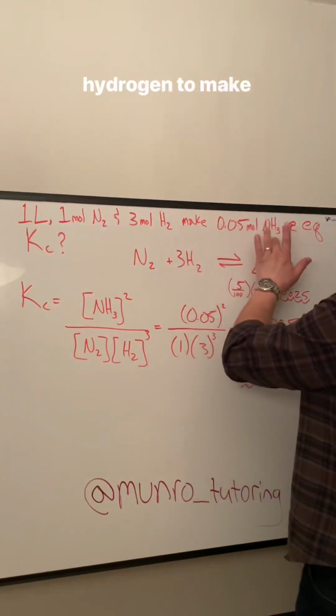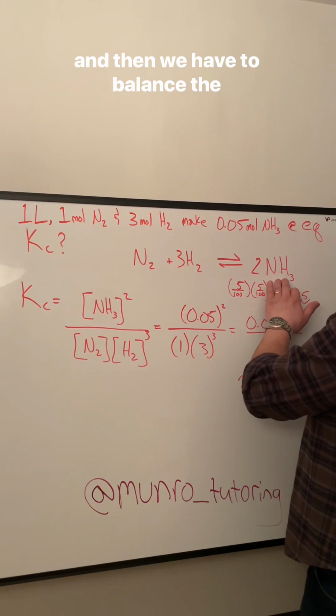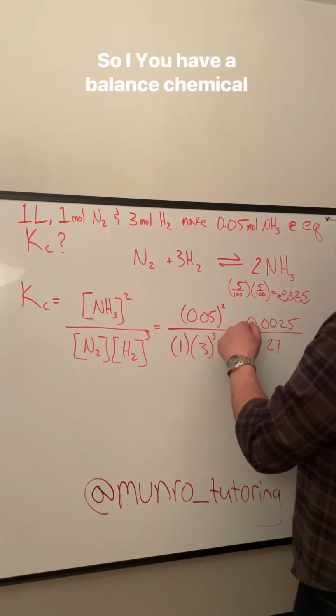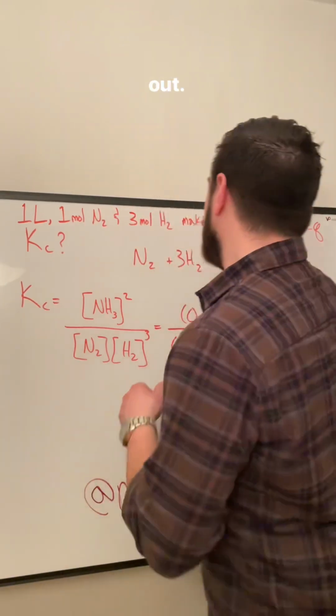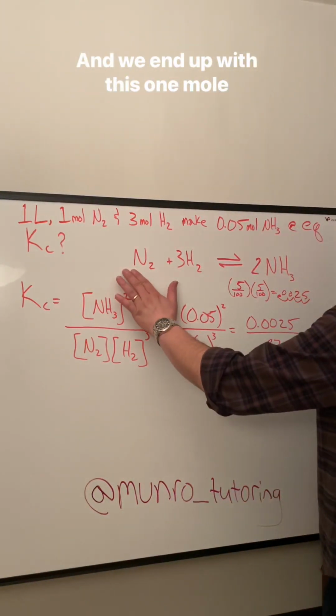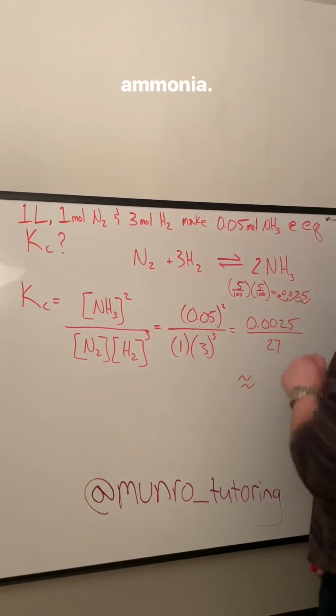nitrogen with hydrogen to make ammonia. We write them down, and then we have to balance the equation. So I show you how to balance chemical equations in another video. Go check that out. And we end up with this. 1 mole of nitrogen reacts with 3 moles of hydrogen to produce 2 moles of ammonia.